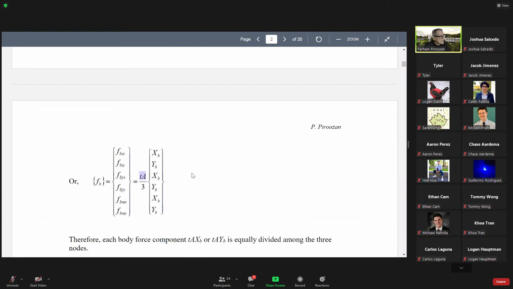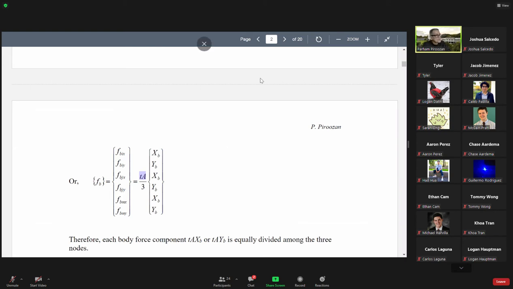Question for you, anyone, tell me, TA is what? Thickness times area. It gives, yes, say that again, louder. Volume. Very good. TA is volume. This is force per unit volume. 1/3 of the total force goes to each node.